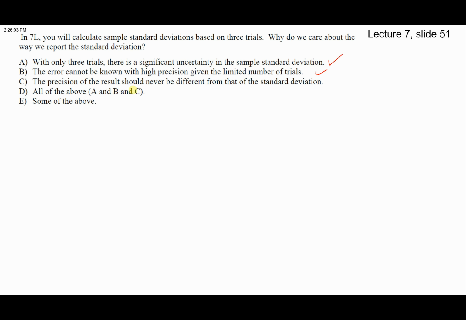The precision of the result should never be different from that of the standard deviation. Well, the result doesn't show precision. It's just a number, right? The precision of the result should never be different from that of the standard deviation. So that's really not right. So the answer here is going to be some of the above.